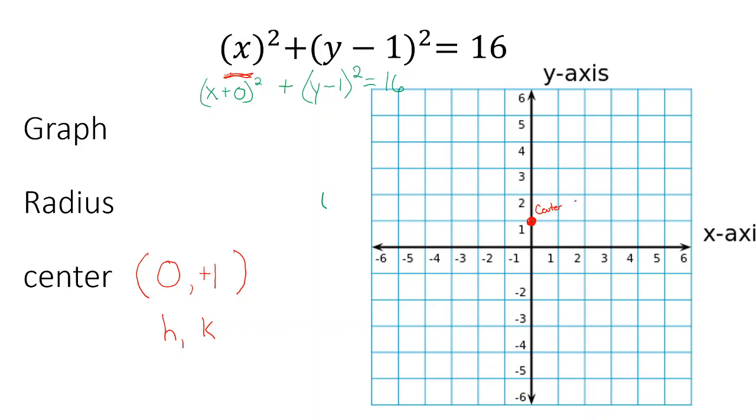Now we're going to look at our radius. Well, r squared is 16. Remember, it equals r squared. 16 is not the radius. That's r squared. The radius is equal to positive or negative 4, which happens to fit on my graph a little bit better. So from that center point, I'm going to go up 4, to the right 4, down 4.